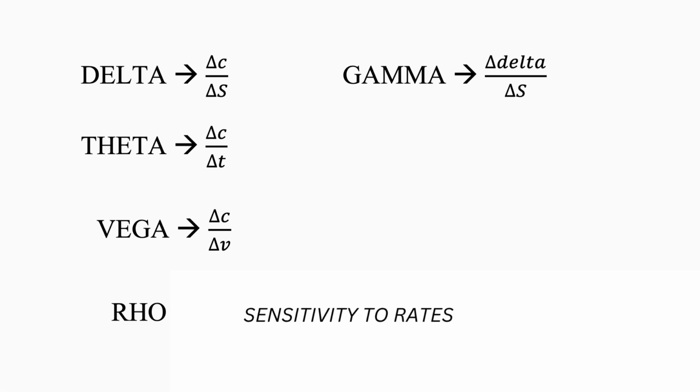Rho, the sensitivity to interest rates. Rho measures how option prices respond to changes in interest rate. For most short-term retail trading, rho is relatively small, but for long-dated options and institutional portfolios, it can matter. Think of rho as the interest rate gauge, denoted by the change in the call price over the change in the risk-free rate. That is, rho is referenced by delta call option price all over delta interest rate.